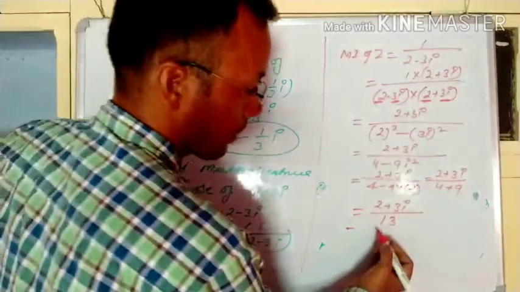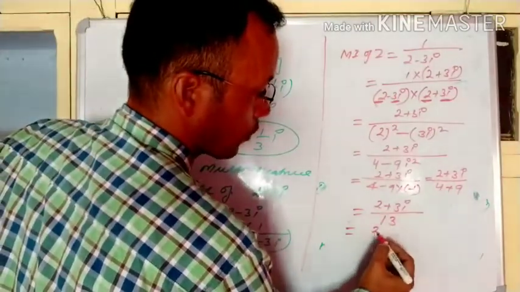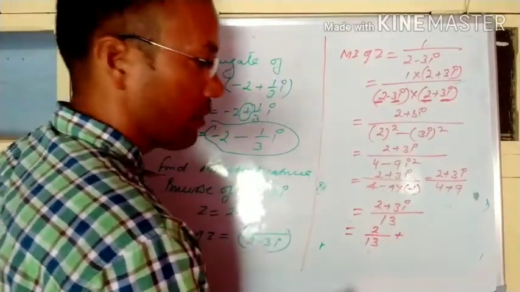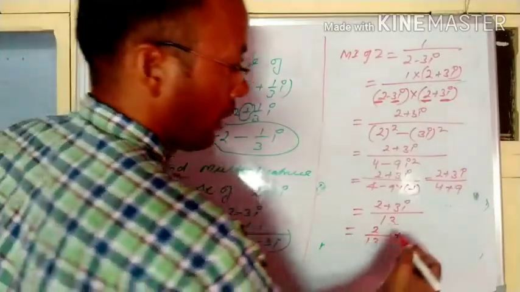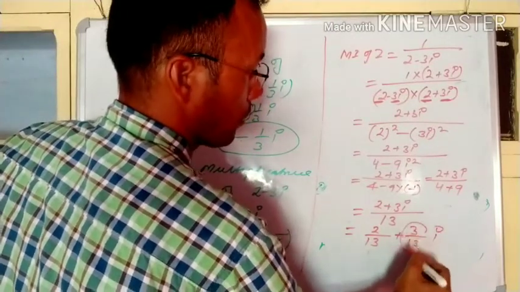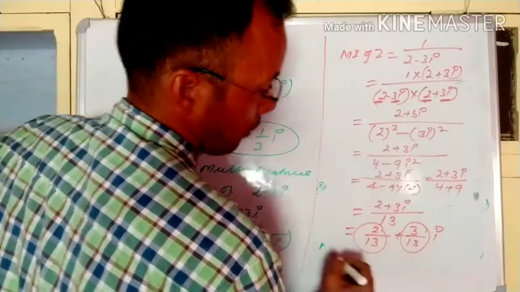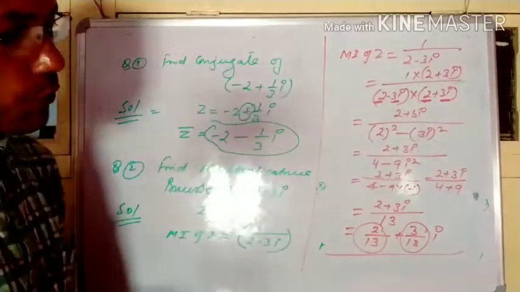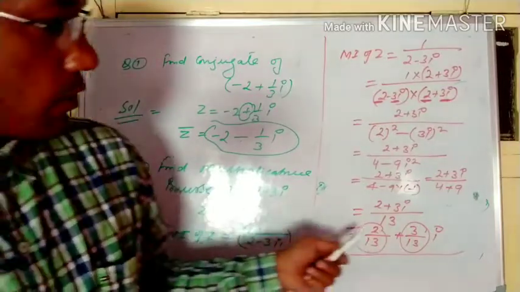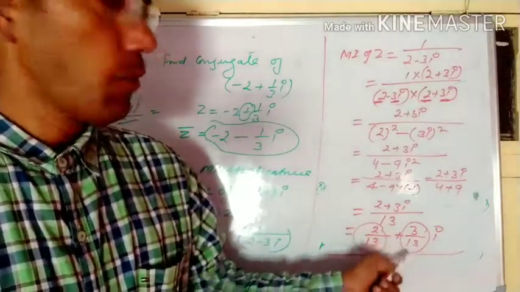This is the reverse process. We write 2 upon 13 plus, whatever sign is there on the numerator between 2 and 3 iota, and this is 3 upon 13 iota, right? So this is a plus iota b. So that is the multiplicative inverse of 2 minus 3 iota. The multiplicative inverse of 2 minus 3 iota is 2 upon 13 plus 3 upon 13 iota.